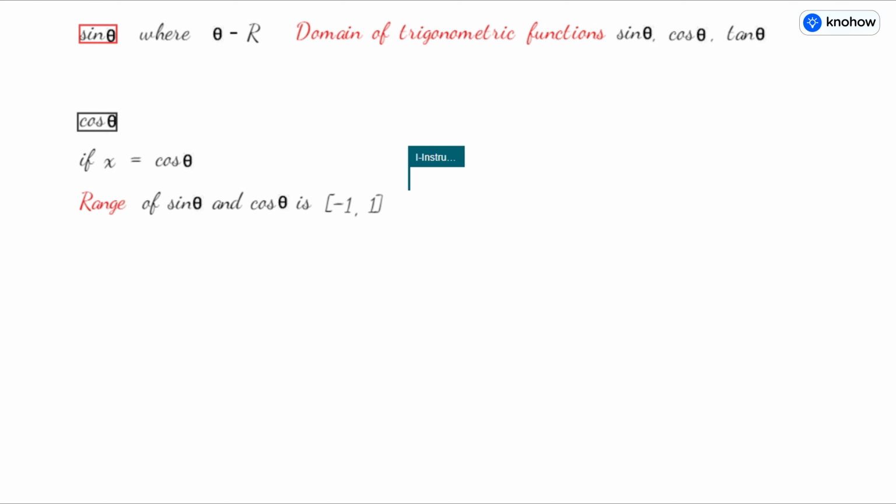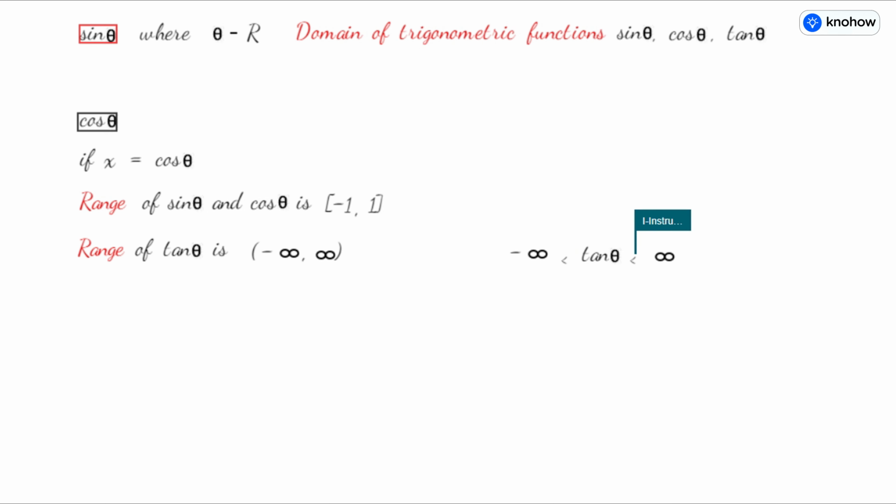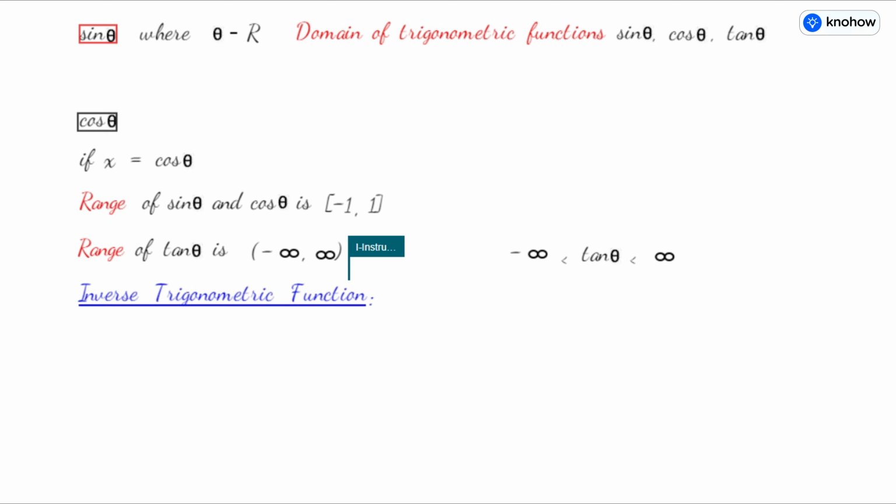Theta could be any real number, and the values of sine theta, cos theta, tan theta lie in a particular range. For example, tan theta lies between -infinity to infinity. Of course, we can't take it equal to infinity. That is the range of tan theta. So now, with this particular background, let me introduce you to new functions, that is, inverse trigonometric functions.